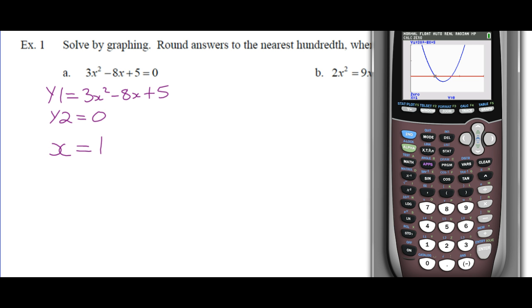To get the second 0, we repeat. So second function, calc. Again, I'm not using the intersect. I'm just using the 0 function. That's number 2. Left boundary. Now, in this case, the left boundary has to be below, so it's going to have to be a negative y value. Enter. Right bound. Whoa, stop. What's happening? Enter. It's like it locked on. You're going too far.